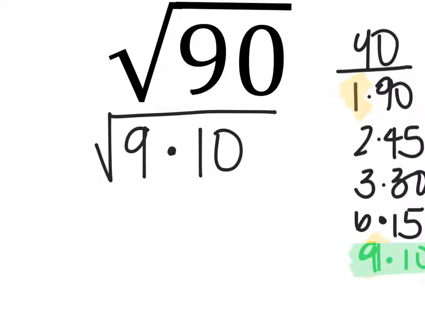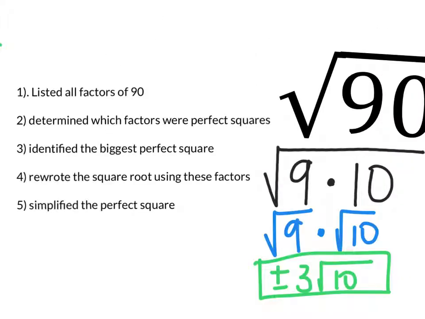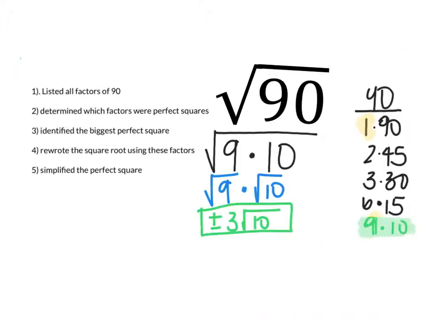So when I solved this problem this way, I really just followed these 5 steps. The first thing I did was list out all the factors of 90. That is where my 1 times 90, 2 times 45, 3 times 30, 6 times 15, and 9 times 10 came from. Then the second thing I did was determine which of my factors were perfect squares, and those are the ones I highlighted in yellow. So we said that 1 was a perfect square and that 9 was also a perfect square.